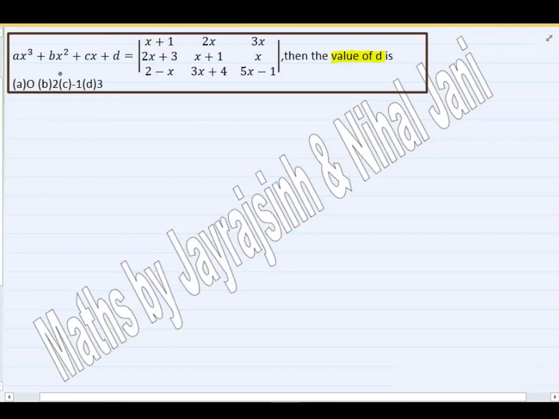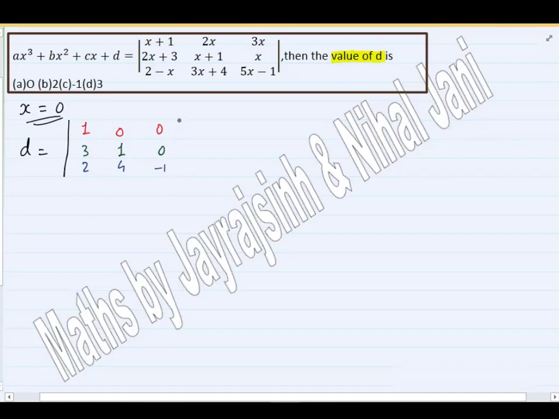So the magical step is to assume a value of x which is helpful to get the value of d, right? And the most common and useful value of x is 0, so you can get d easily. On the left side the only remaining term will be d, and on the right side our determinant becomes 0 plus 1, or we can say 1. 0 into 2 will give us 0, same thing 0, and 0 plus 3 means 3, 1, 0, and 2, 4, and minus 1.